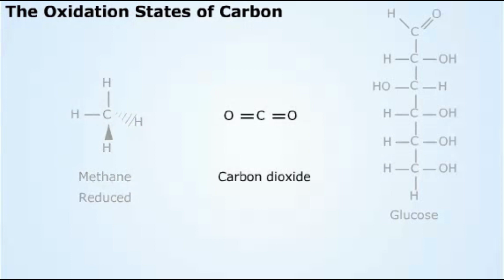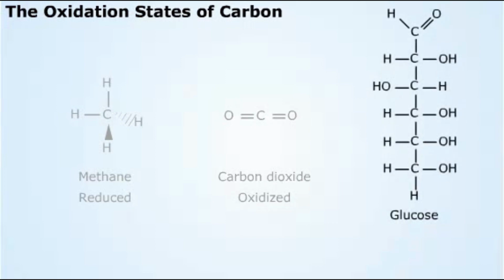In carbon dioxide, the carbon atom is in its most oxidized state. It is bound to 2 oxygen atoms, a loss of 4 electrons. Oxygen has a greater attraction for electrons than does carbon, so carbon loses 4 electrons to the oxygen.